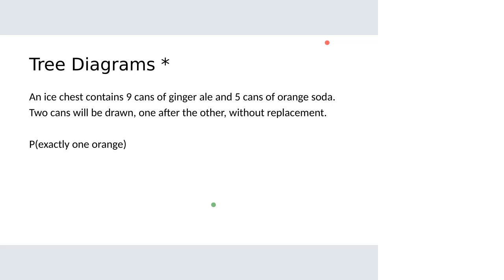Okay, so our first can that we pick is either going to be ginger ale or orange, and we need the probabilities that go with those. We have 9 and 5, so there are 14 total outcomes. And the probability of ginger ale is 9 out of 14, and the probability of orange is 5 out of 14. If you see something that doesn't make sense or you're not sure where it came from, don't hesitate to let me know.